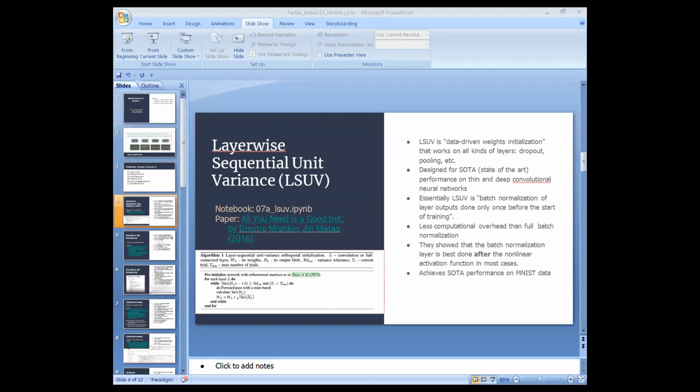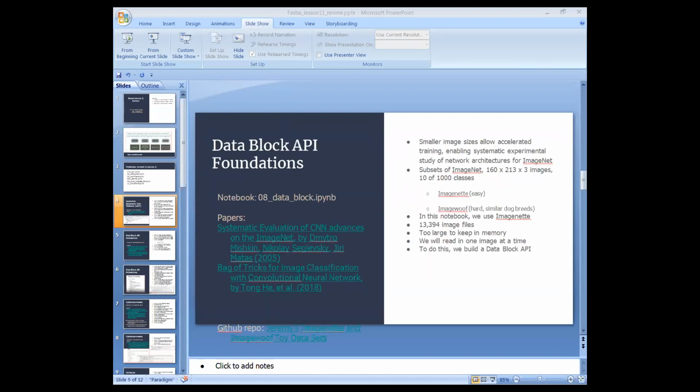So the bottom line is that in their paper, they show that layer-wise sequential unit variance achieves state-of-the-art performance on the MNIST data. That's the digits data set that is kind of a favorite for all of these techniques to try them out on.